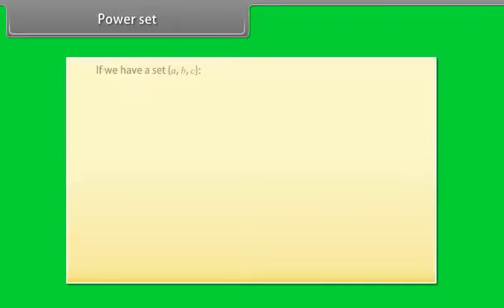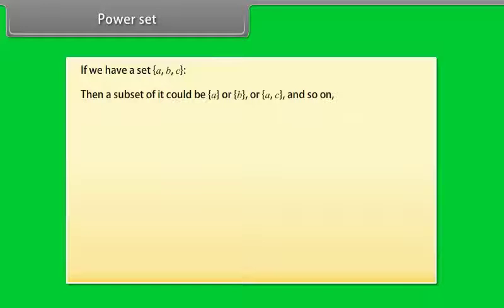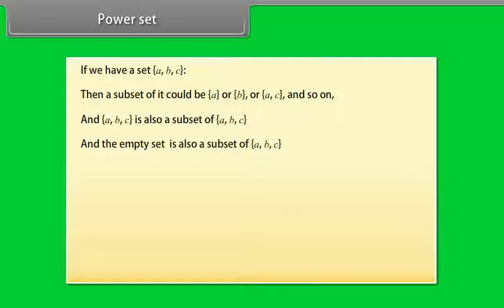Power set. If we have a set {a, b, c}, then a subset of it could be {a} or {b}, or {a, c}, and so on. And {a, b, c} is also a subset of {a, b, c}. And the empty set is also a subset of {a, b, c}. The power set is equal to: empty set, {a}, {b}, {c}, {a, b}, {a, c}, {b, c}, {a, b, c}.